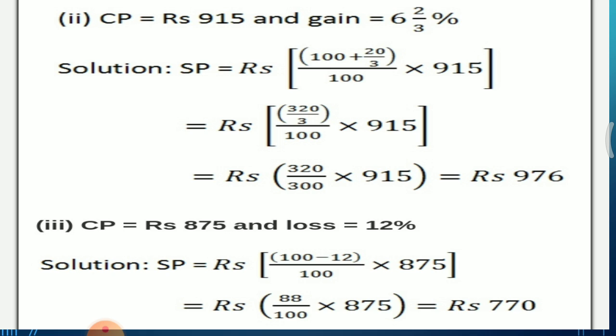Okay, student. Next question is that cost price is equal to 875 and loss is equal to 12%. So the formula of SP is equal to (100 minus loss percent) by 100 multiplied by CP. So 100 minus 12 by 100 multiplied by 875. 100 minus 12 is 88, by 100 multiplied by 875. When you calculate it, your answer will be 770 rupees. Okay, all of you understand?